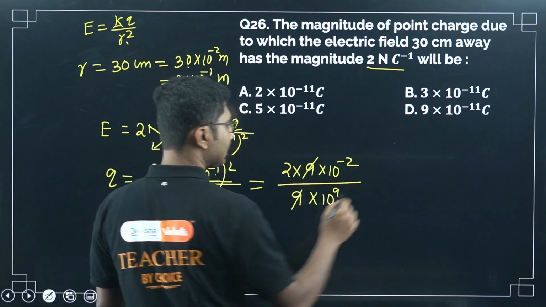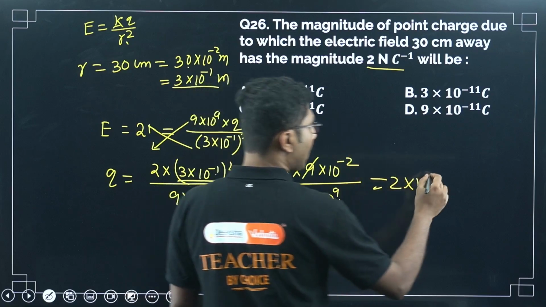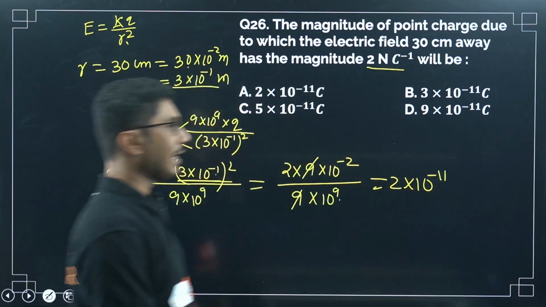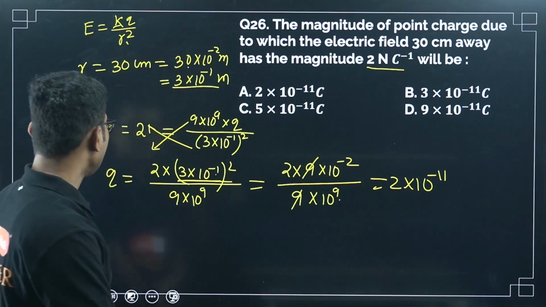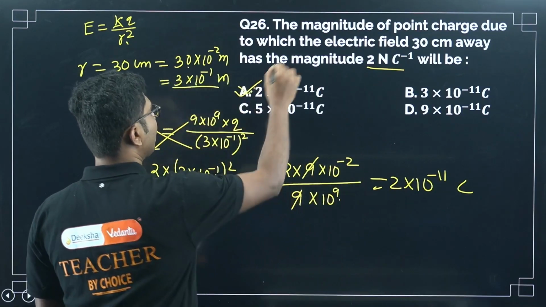This 9 cancels, so it will be 2 times 10 to the power of, this 9 will go up and will become negative, so it will become minus 2 minus 9, that is minus 11. So charge will be 2 times 10 to the power of minus 11 coulomb.